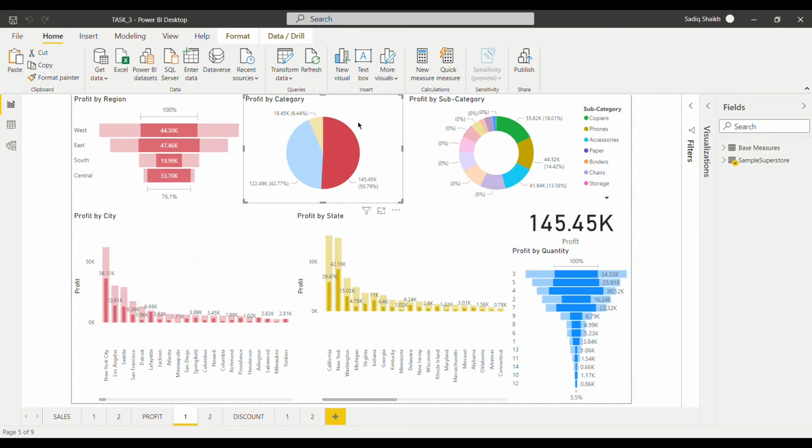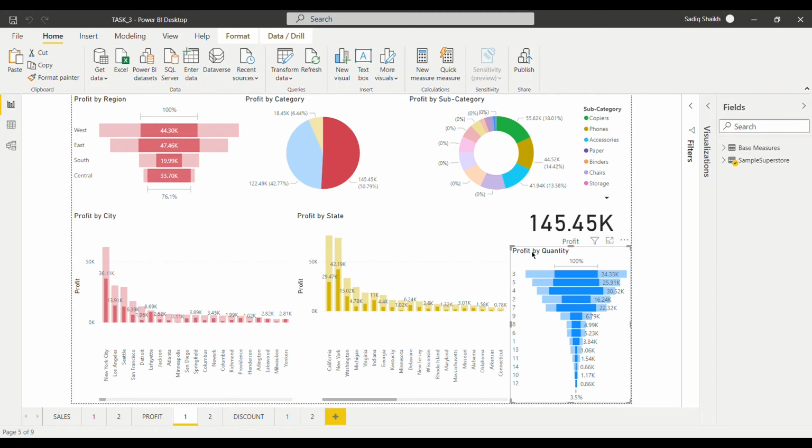Then if we have a look over here, this is the technology part. Technology has the highest profits compared to the other sections, and among these, the copiers and the phones. The copiers have earned the most profit, the second one is the phones, and the third is the accessories.